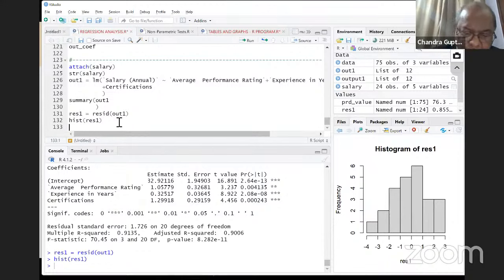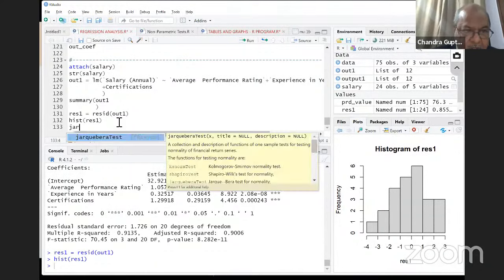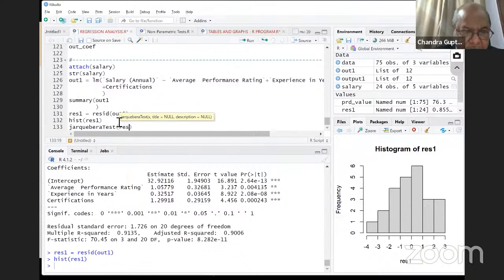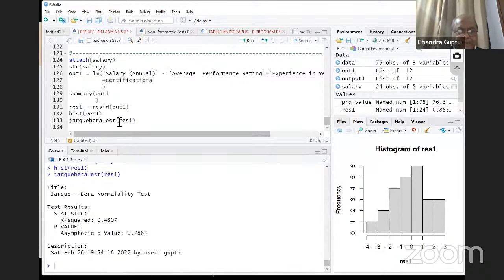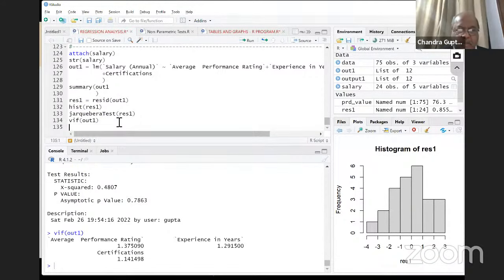Then I can perform the Jarque-Bera test on res1, enter. So the p-value is 0.7863. That means the distribution is a normal distribution. We can check VIF of output 1. And that's the VIF value.